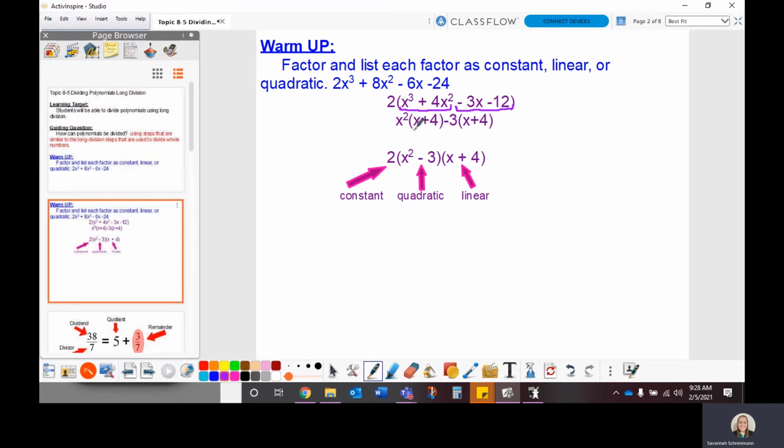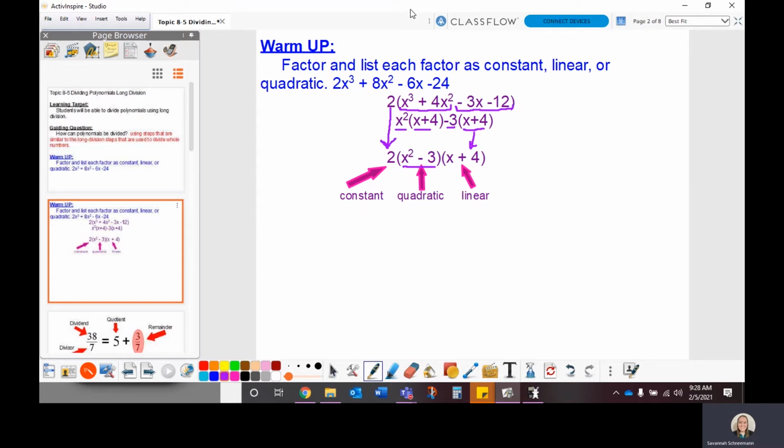And so you would get that common factor of x plus 4. And so you just drop that guy down. We then take the leftovers, the x squared, the minus 3, and that gets us our other factor. And then we bring the 2 down.